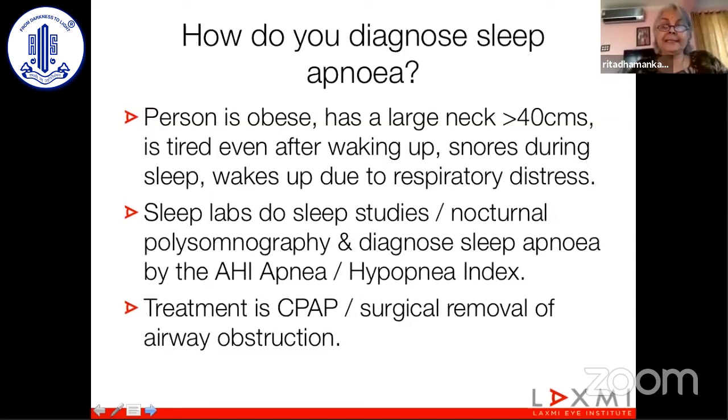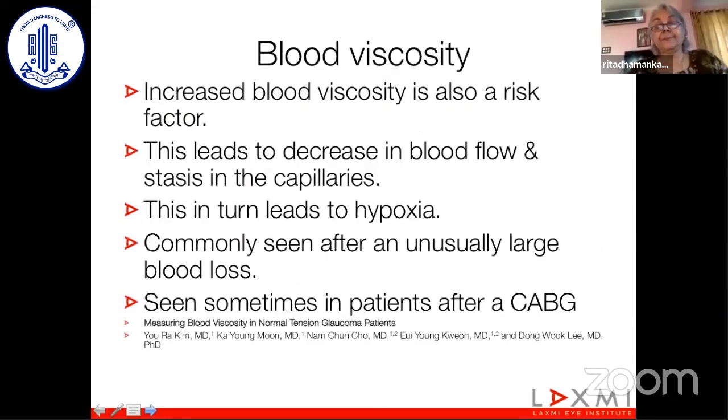The treatment is very simple. You just got to refer this patient obviously to a physician who will then put him on a CPAP. If there is a local obstruction, then there could be a surgical removal of that airway obstruction. Increased blood viscosity is also a risk factor. It leads to decrease in blood flow and stasis in the capillaries. This in turn leads to hypoxia, commonly seen after an unusually large blood loss, sometimes seen in patients after a CABG.